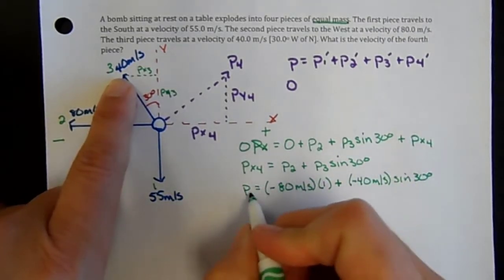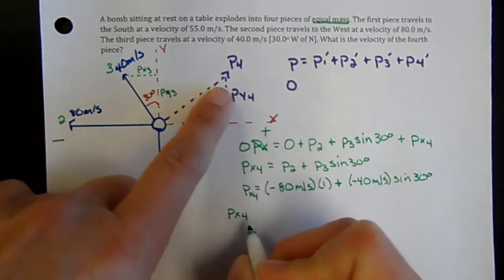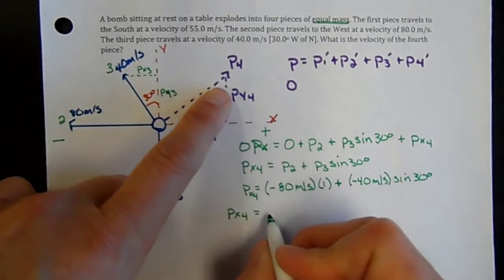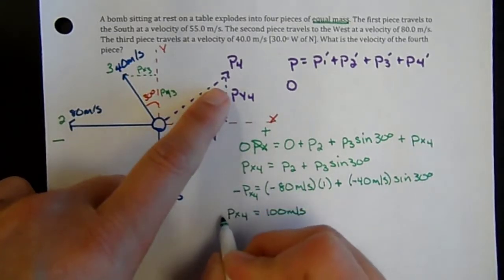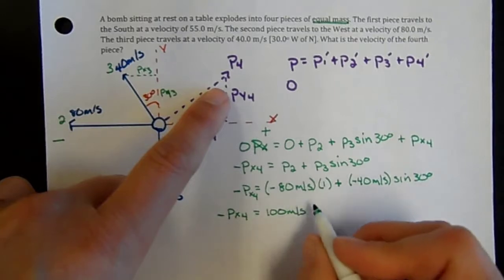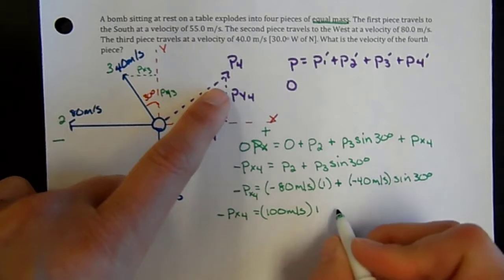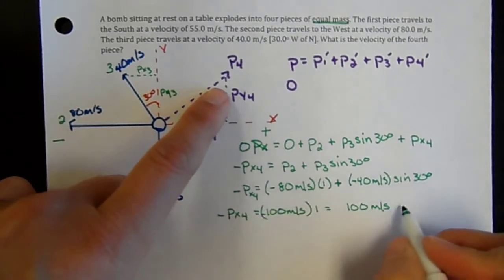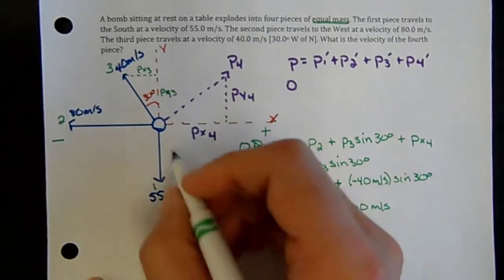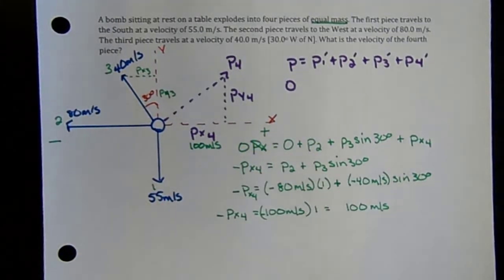So when we multiply all, oops, this is x4. So when we multiply all of this out, the momentum in the x direction for part 4 is going to be 100 meters per second. This is actually negative because we moved it over, didn't we? Make sure your negatives are all in a row, times 1. So what we end up with is the x component is going to be 100 meters per second in the x direction. If I could keep my negatives straight, that would be helpful.